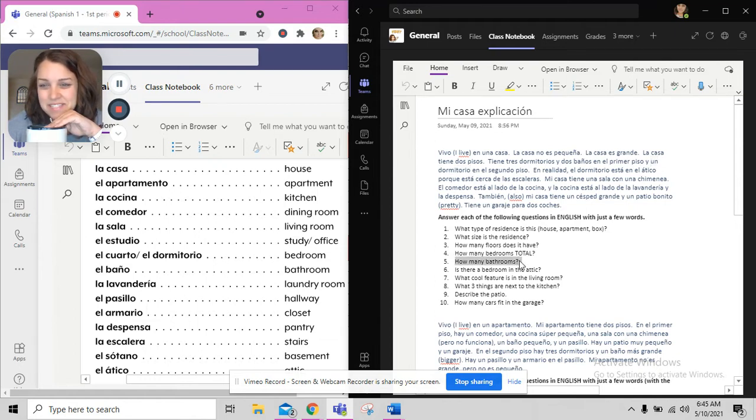Number 5 says, how many bathrooms? Sorry, how many bathrooms? So we have el baño. There's a bathroom. So then we have to figure out how many times did I use this word. For this description, it was only right here. It doesn't say total all in caps, so that one's probably not going to be a trick. So here's your answer there.